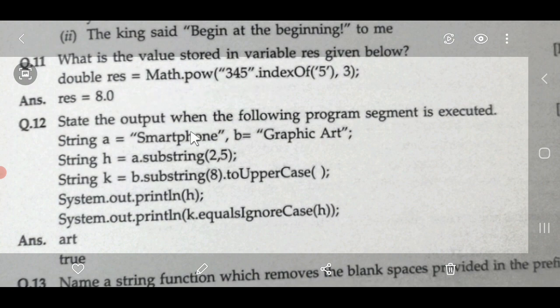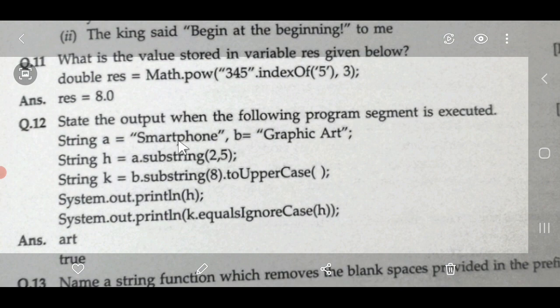After that, state the output when the following program segment is executed. A = "smartphone", B = "graphic card". H has got a.substring(2, 5). So H is a.substring(2, 5): 0 1 2 2, from 2 it will start and end before 5. So 0 1 2 2 a 3 4.